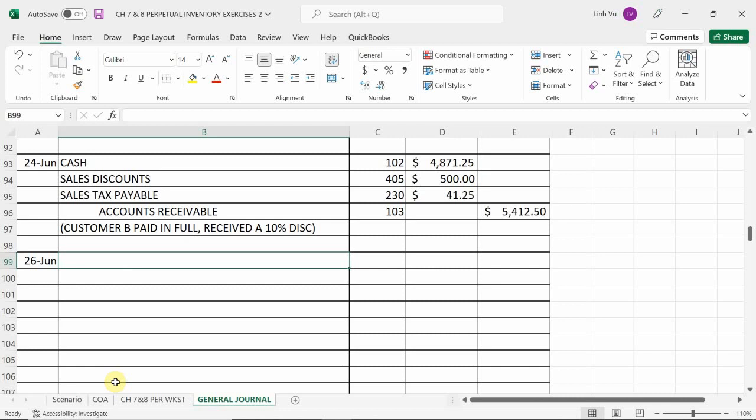There was cash. There's sales discount we gave out. Yes. And then we also made a sale. Yes. They also collected the sales tax. Good.